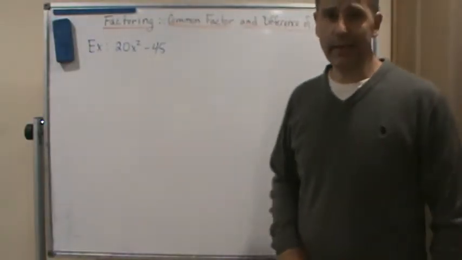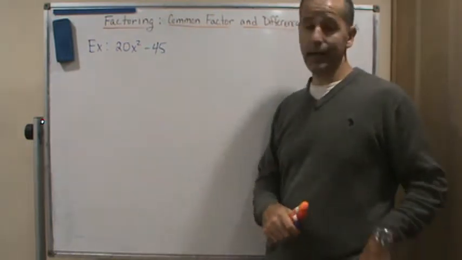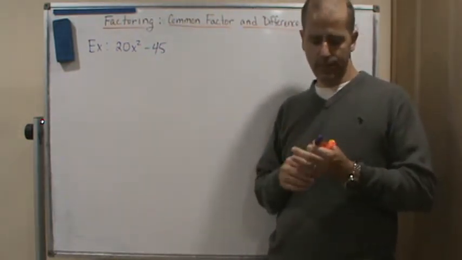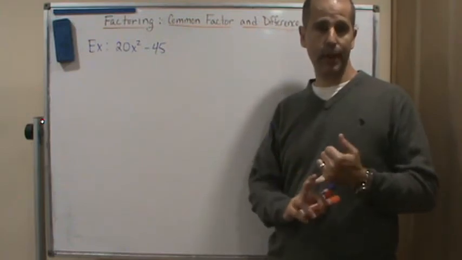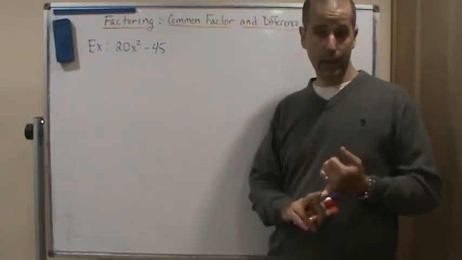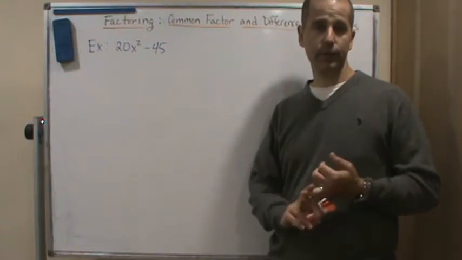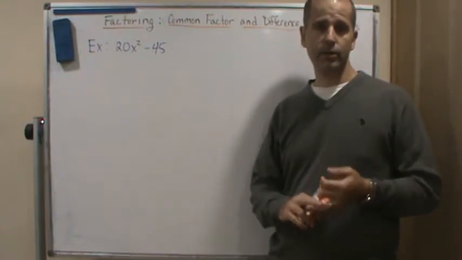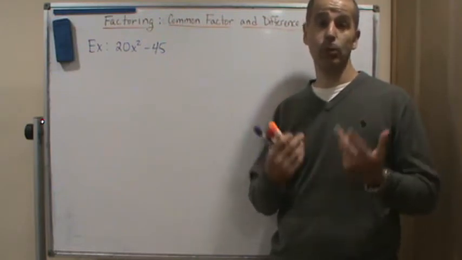Okay, so in this video, I'm going to talk about factoring, but this time I'm going to talk about complete factoring. So we've talked about factoring using common factors, the greatest common factor, and then we talked about the difference of squares, the difference of two squares, when we factor. Now sometimes we might have to do both, okay?